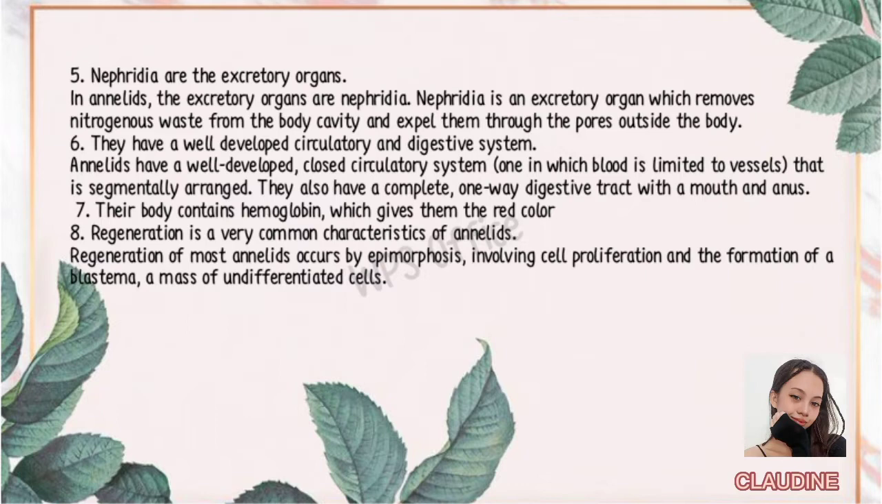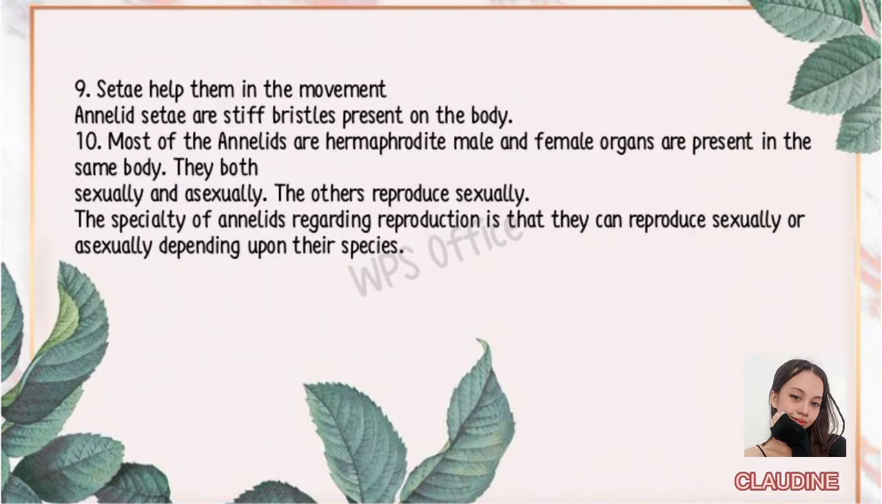Regeneration of most annelids occurs by epimorphosis, involving cell proliferation and the formation of a blastema, a mass of undifferentiated cells. Number 9, setae help them in movement. Annelid setae are stiff bristles present on the body.